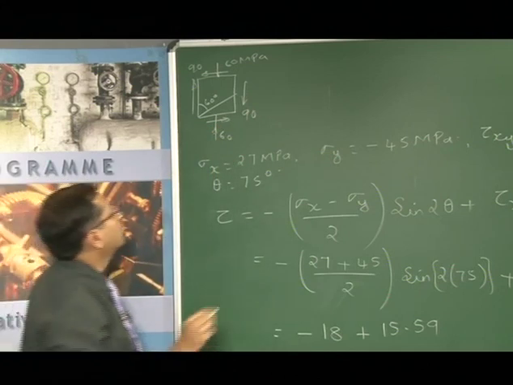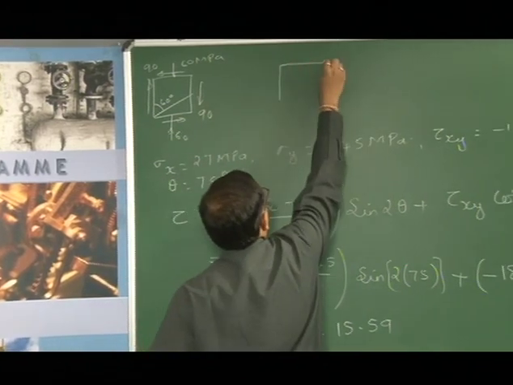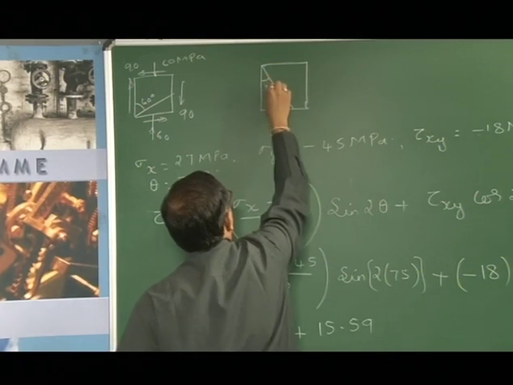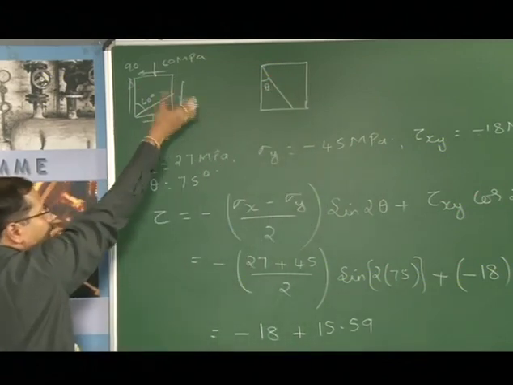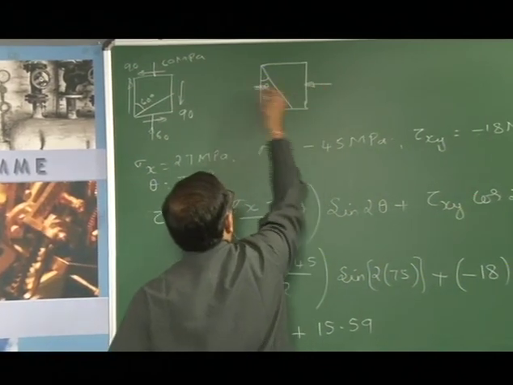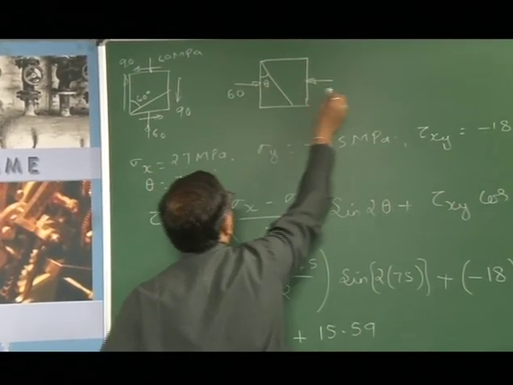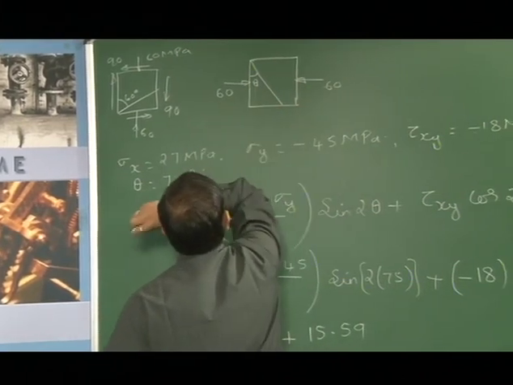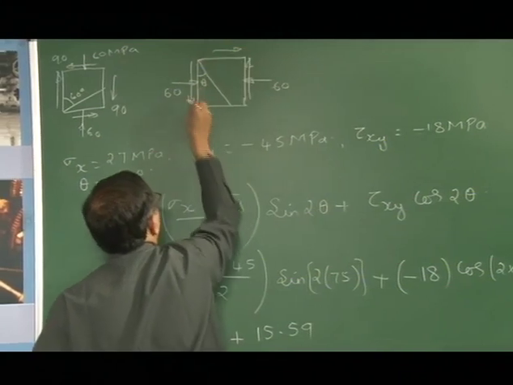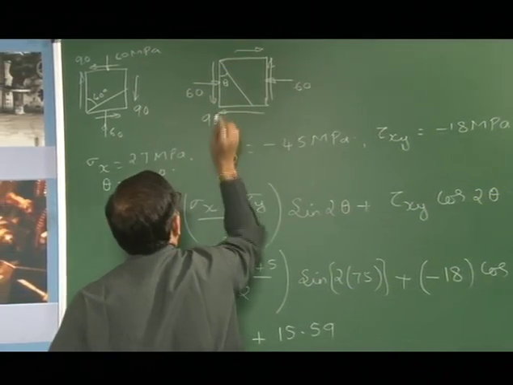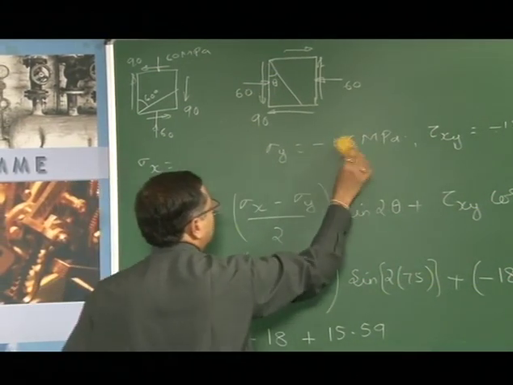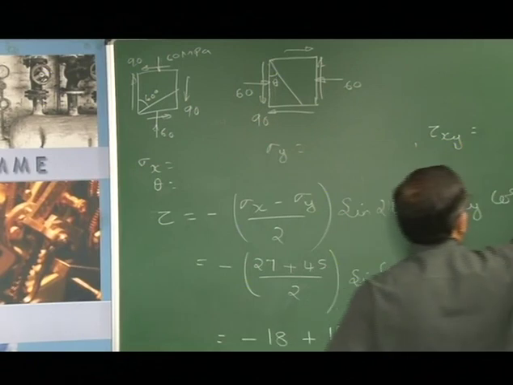So if you remember, when we derived the expressions, I had taken the plane like this with this as theta. So if I rotate this by 90 degrees in the clockwise direction, I will get a similar one. So I am writing that now, this is 60, this would also be 60. Then we have this as the forces. So this is 90 megapascals.